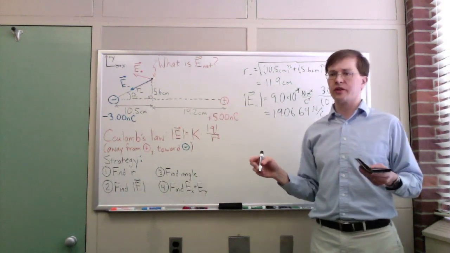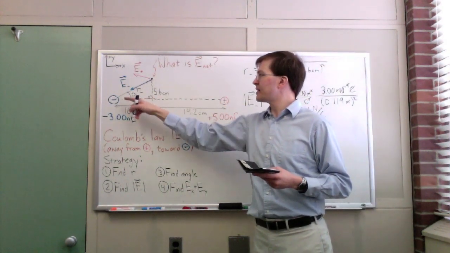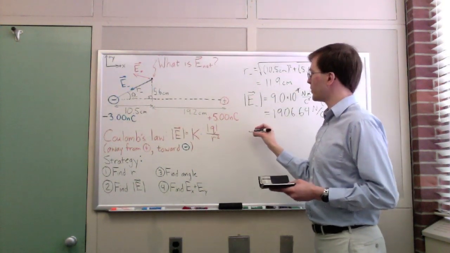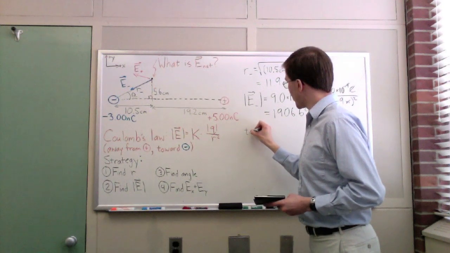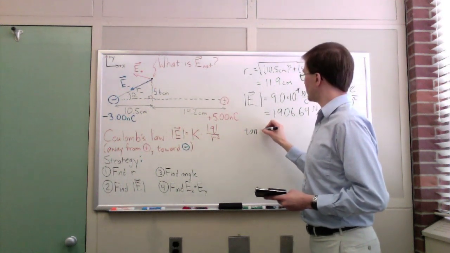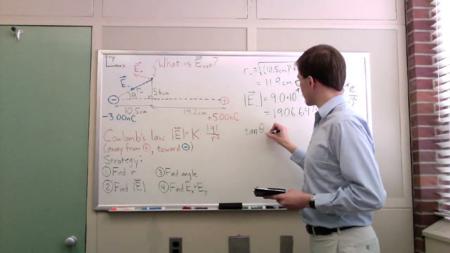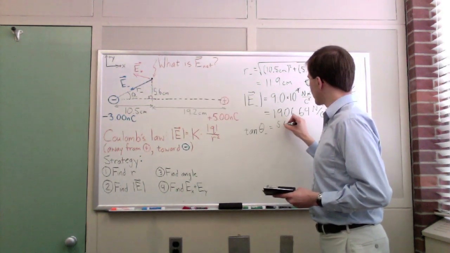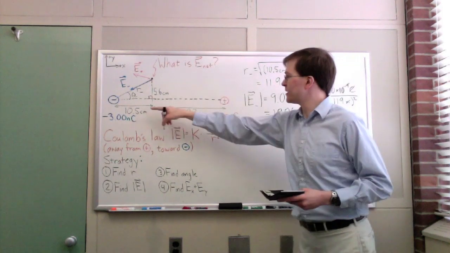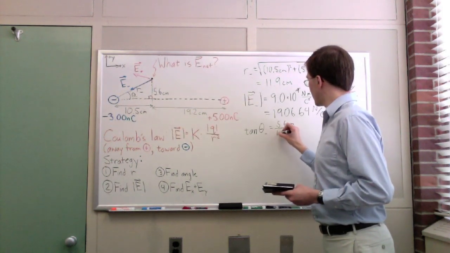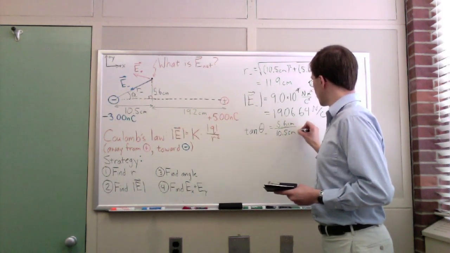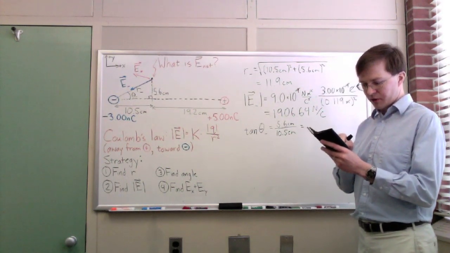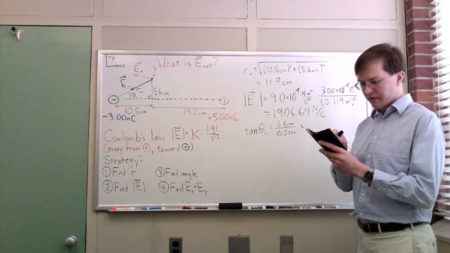This is always how it's going to work. You've got a picture showing where you're measuring. That same shape will tell you which direction your vector is pointing. So here, I know that tangent of theta minus is equal to the opposite side, 5.6 centimeters, divided by the adjacent side, 10.5 centimeters. So let's see, 5.6 divided by 10.5, inverse tangent.